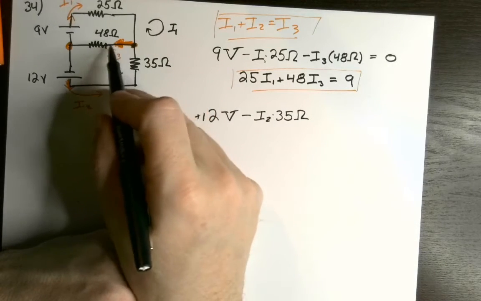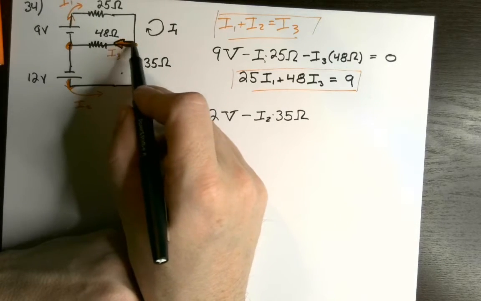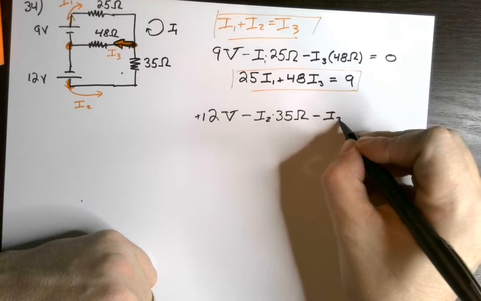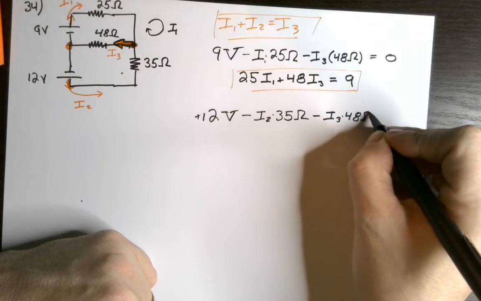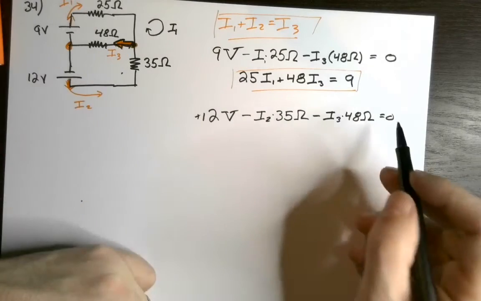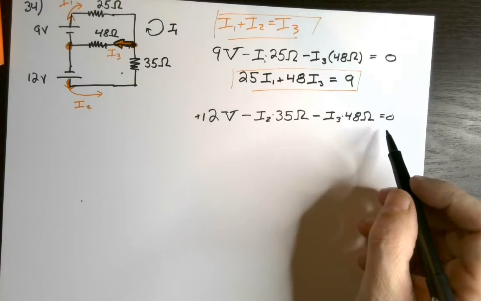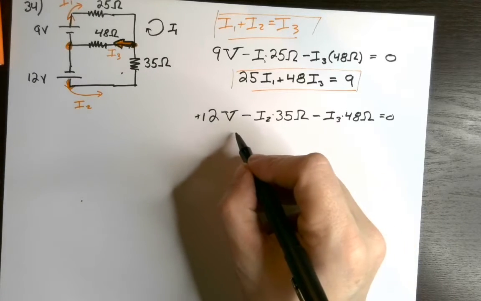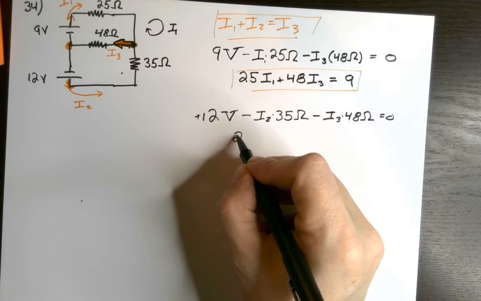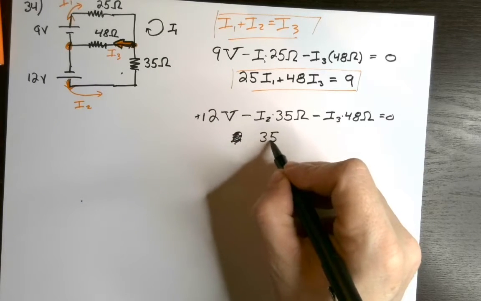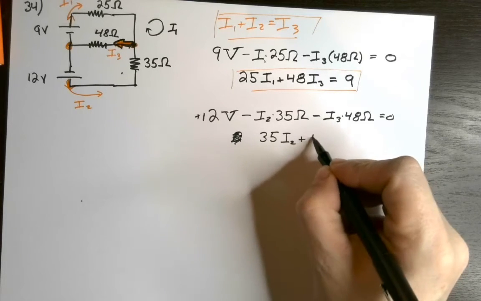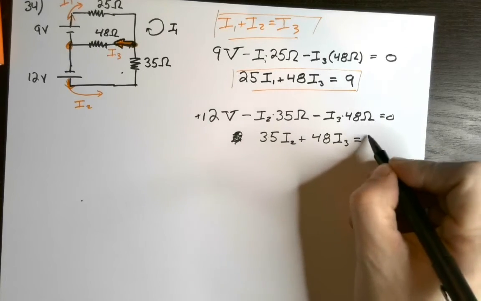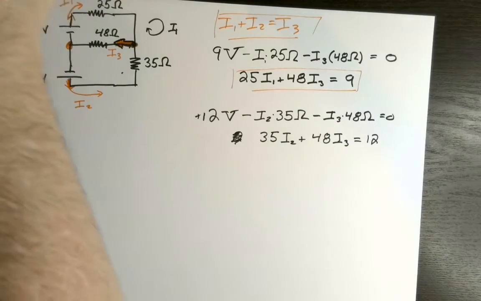Then we go through our junction, through the part of the circuit where the current is I3, and we go across a 48 ohm resistor, so there's a potential drop of I3 times 48 ohms, and then we're back to where we started, so the total potential difference is 0. So if, again, we rewrite this, throw away our units for now, just to keep things tidy, I've got 35 ohms times I2 plus 48 ohms times I3 equals 12 volts. And again, everything's got a positive sign. We divide through by -1.